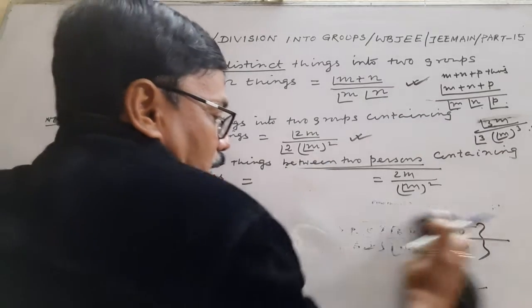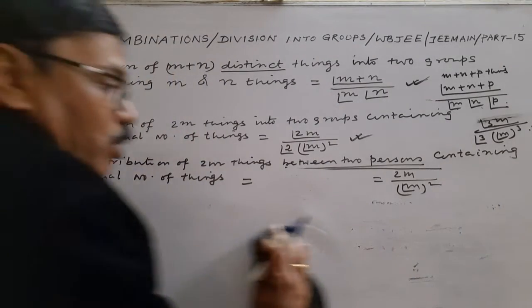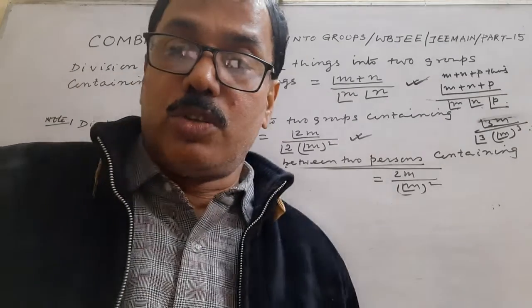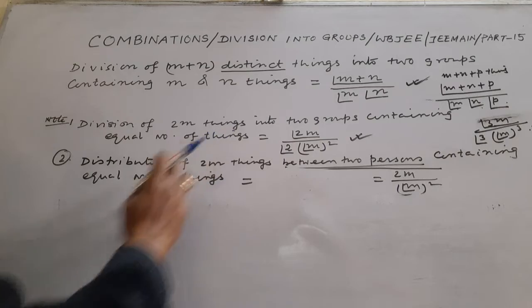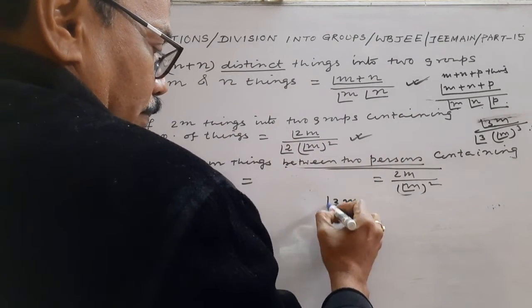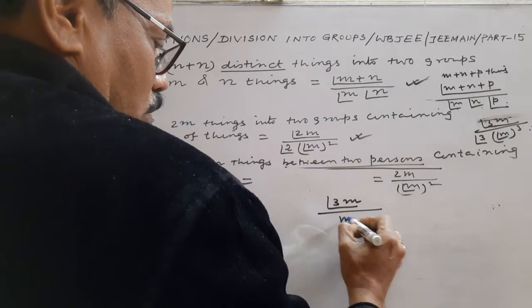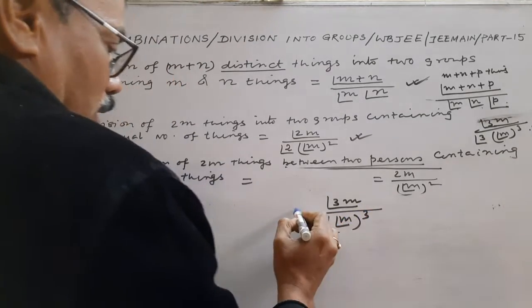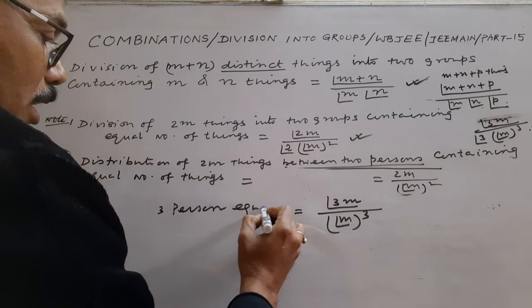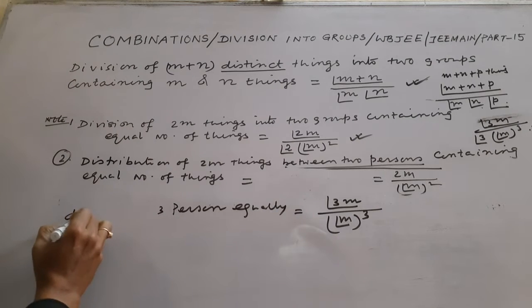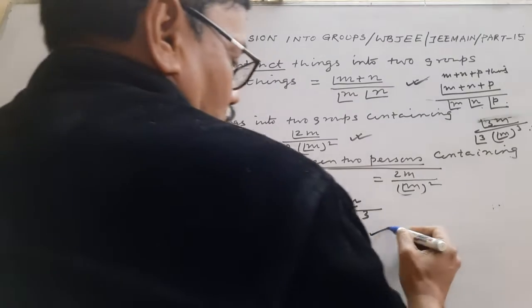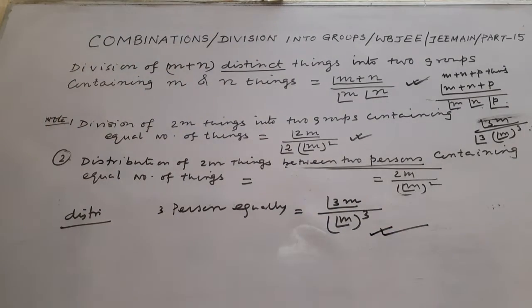So you remember this one. It will be clear if we take this example. For 3m things, if it is divided among 3 persons, what will be our formula? Factorial 3m by factorial m whole cube. 3 persons equally. This is the distribution of 3m things. So you remember this formula.